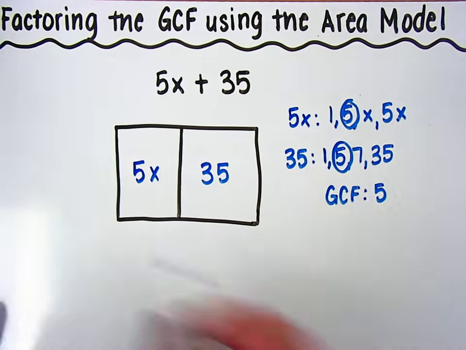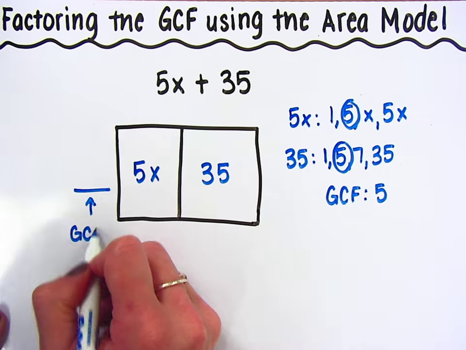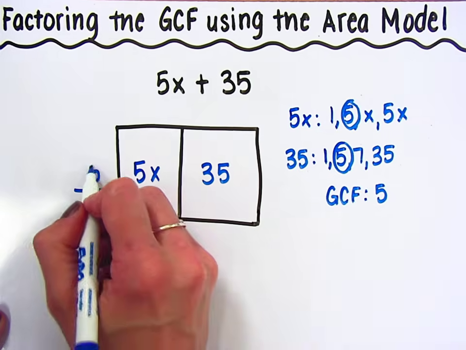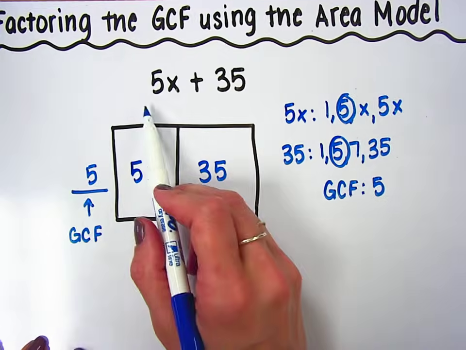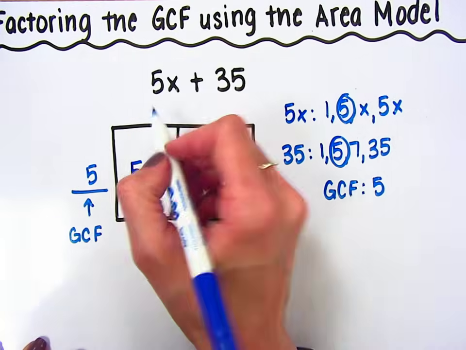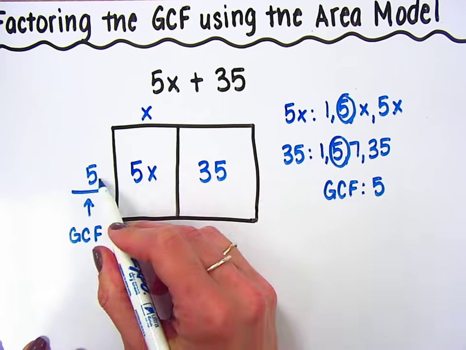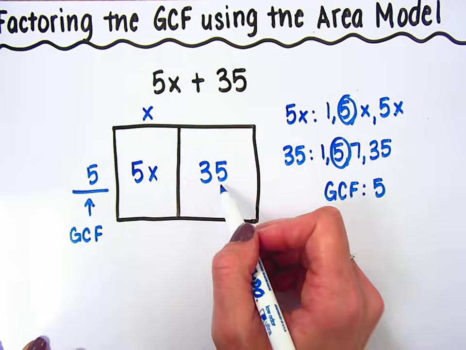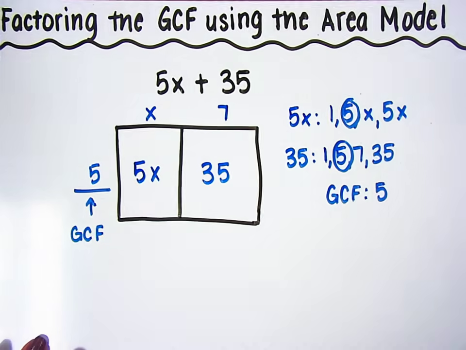The greatest common factor will serve as the height of our rectangle. In this case, that greatest common factor is 5. Now we want to think to ourselves, 5 times what will give us the area of 5x? So 5 times x gives us the area of 5x. 5 times what will give us the area of 35? 5 times 7 gives us the area of 35.